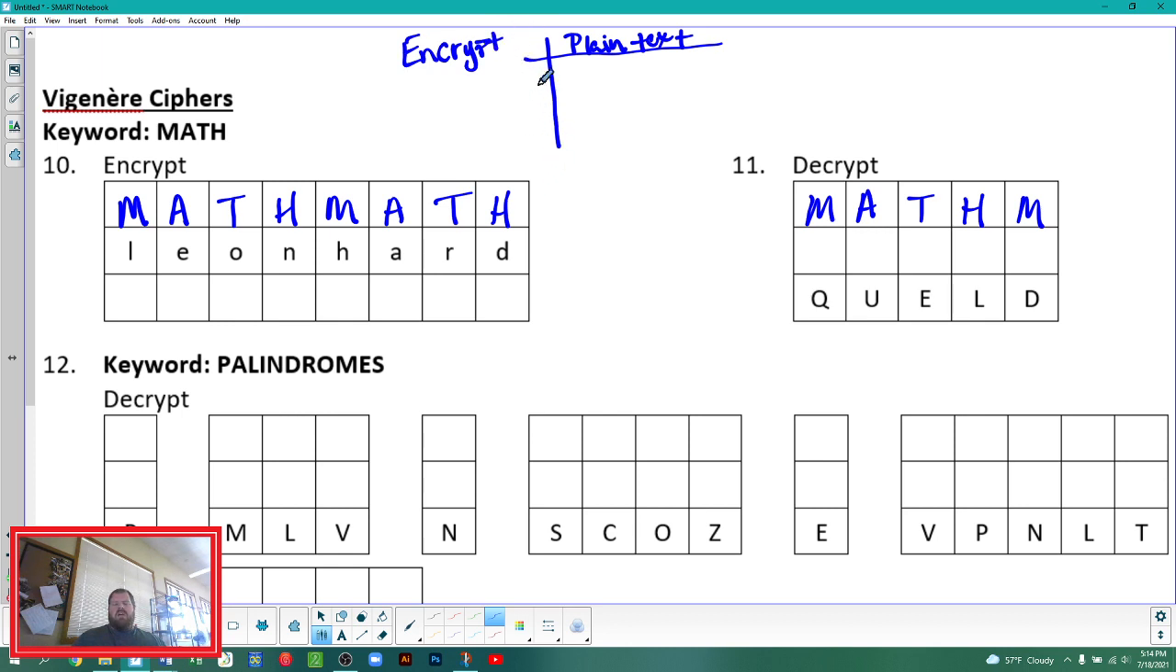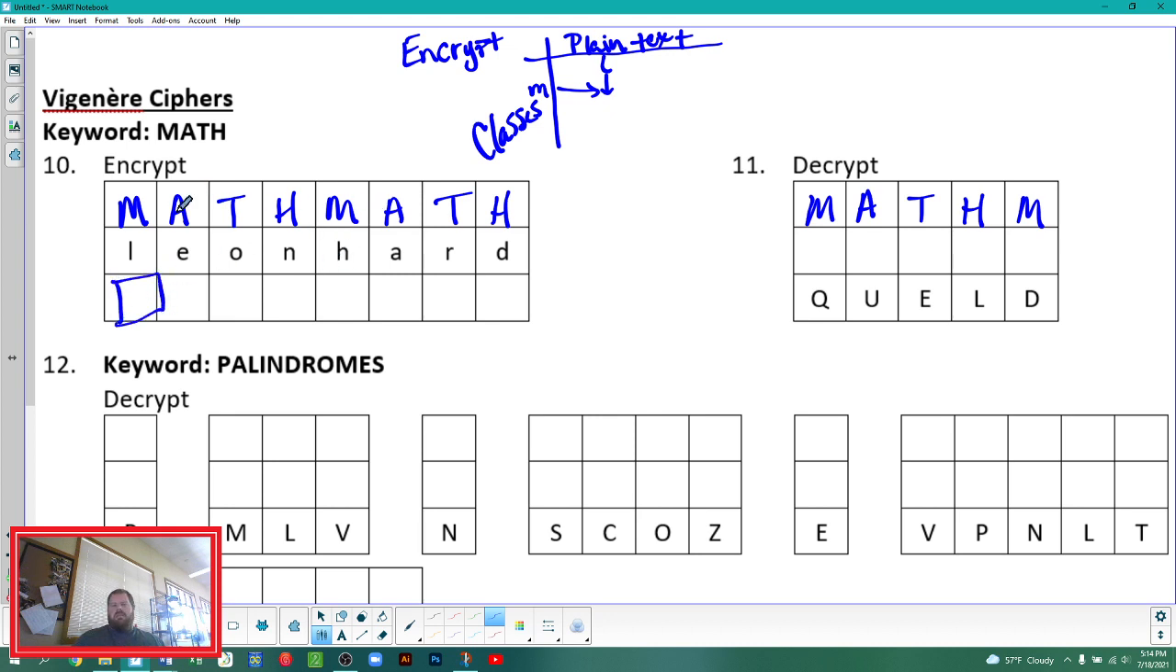And I'm going to call along this side my classes. For the first letter here, I'm dealing with the M class, and I'm trying to find the plain text L. I'm trying to see where the M and the L meet. That gives me a ciphertext letter that will go in this spot.